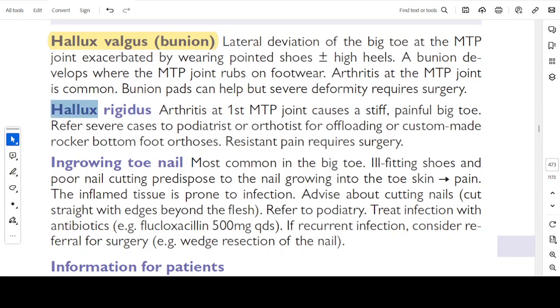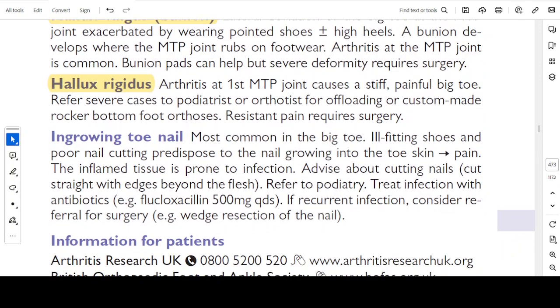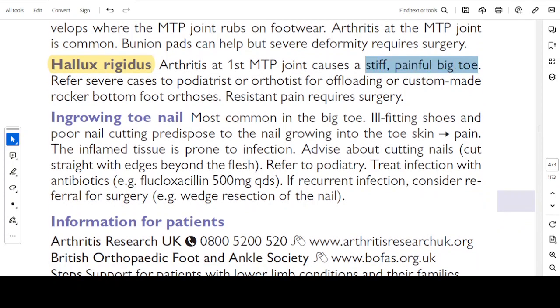Hallux rigidus. Arthritis at the first metatarsophalangeal joint causes a stiff, painful big toe. Refer severe cases to a podiatrist or orthotist for offloading or custom-made rocker bottom foot orthosis. Resistant pain requires surgery. So this is a stiff and painful big toe. Hallux rigidus.